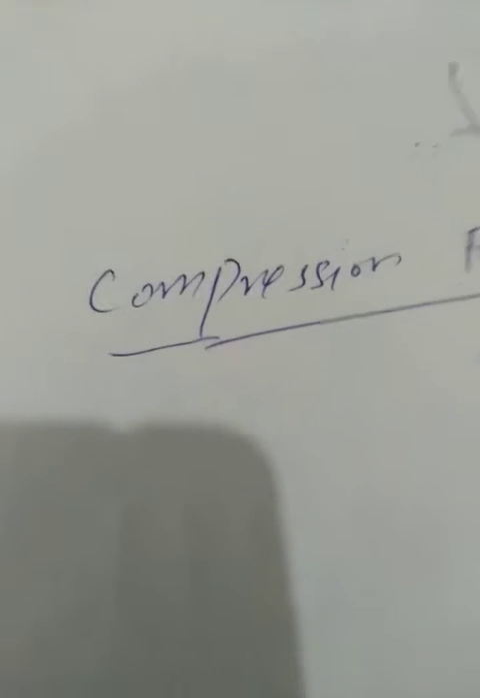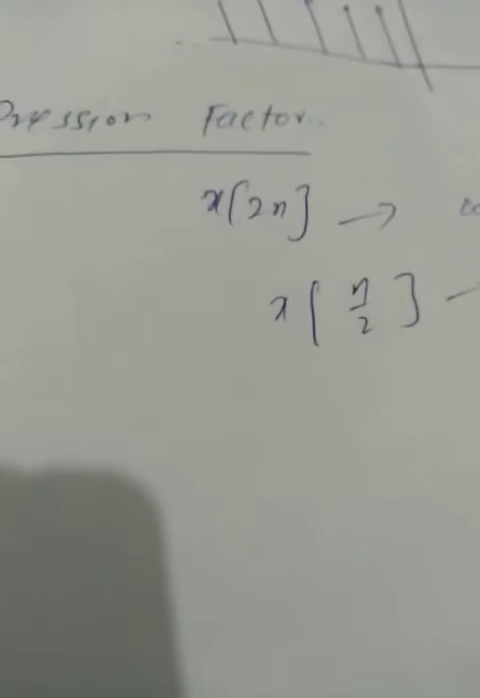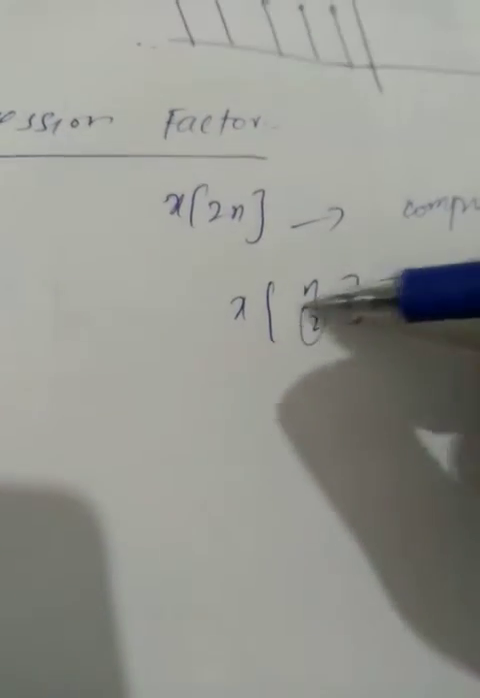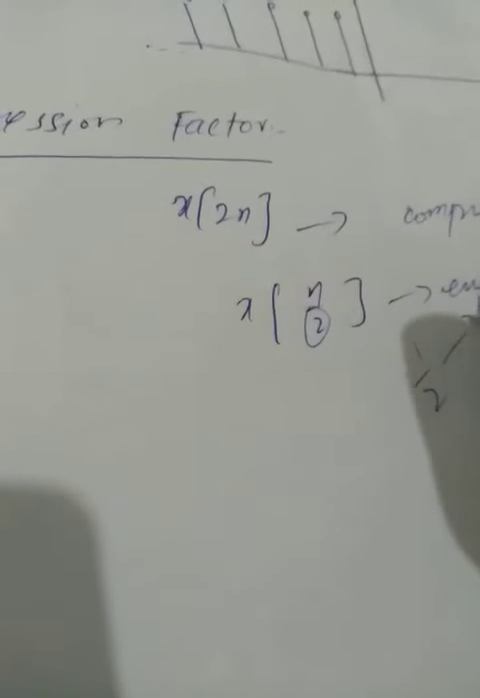Here, for example, we have different types of systems. We define different values of compression. And what is 2? 2 is here the compression factor. What is 2 in x of 2n, and also 1/2 is our expansion factor.